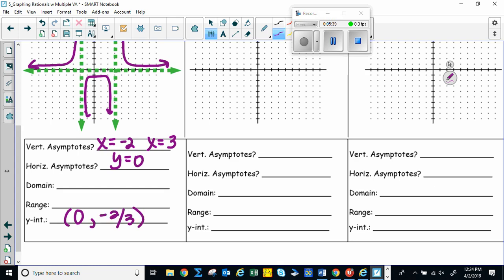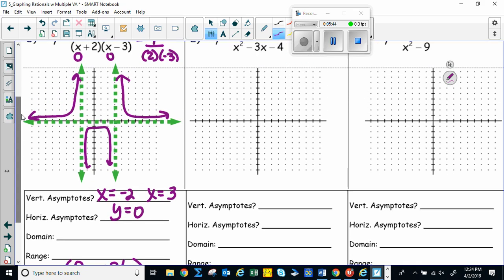So I'm going to look at my graph and say, is it reasonable? Does my graph look like it's going through 0, negative 2/3? Well, maybe if I did a little bit of a better job right in here, right? There we go. So that helps me determine I'm in the right panels.